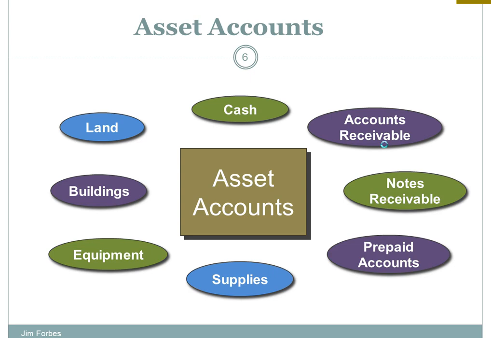Let's take the asset accounts. This is just a starting list. It's not all inclusive, but we have some basic accounts starting with cash, and this will go in the order of liquidity, cash being the most liquid. Accounts receivable is your customers who owe you from purchasing or using a service that you provided. Notes receivable is a formal loan. It's a note that you've signed in a formal legal document.